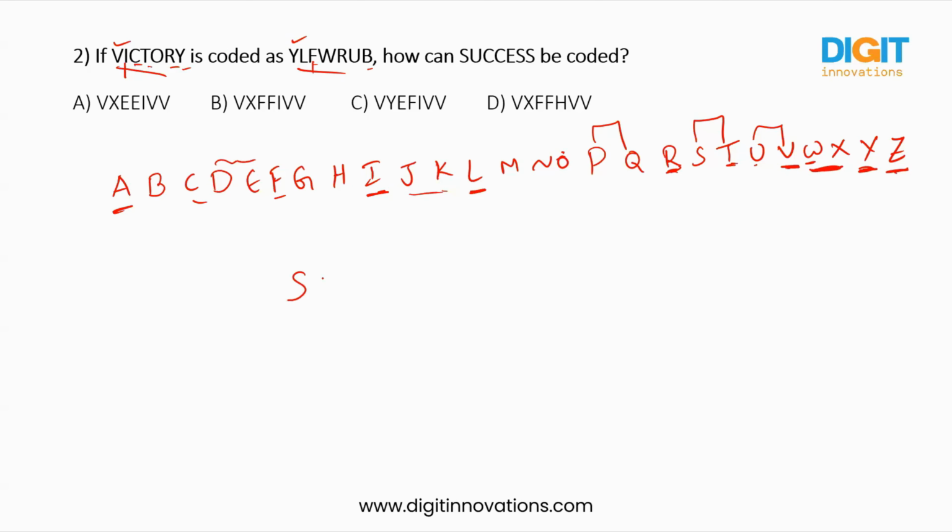So let us convert success then. S is here, and in between you have to leave two letters and select the third one, which is V. S should be coded as V. When it comes to U, you have to leave two letters and select the third one, which is X. So let us check in the options.